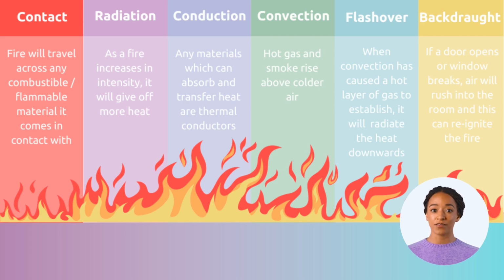Flashover. When convection has caused a hot layer of gas to establish, it will then begin to radiate the heat downwards. The temperature in the room will continue to rise, and any combustible materials in the room, such as furniture, will start to burn. Backdraft.